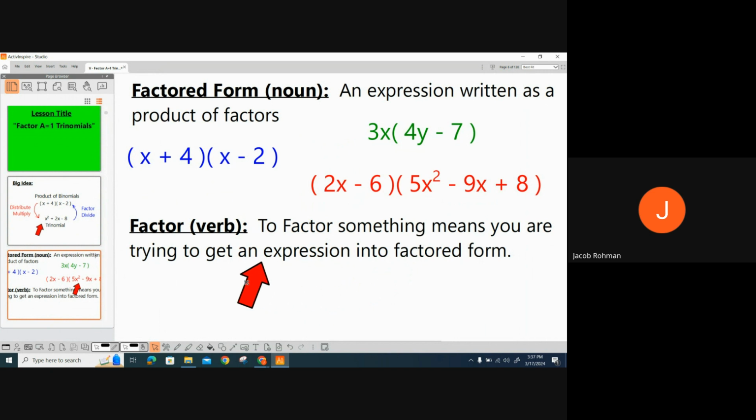And then the verb factor means that you're trying to get an expression into factored form. So that's really what we're going to be doing. When we see the word factor, think of that as a verb of getting the expression into factored form.